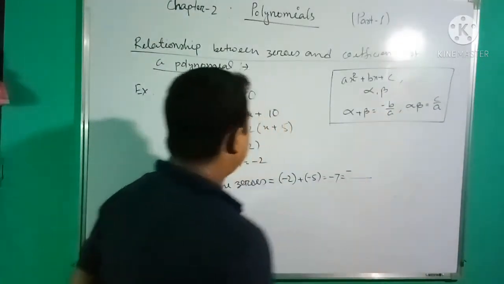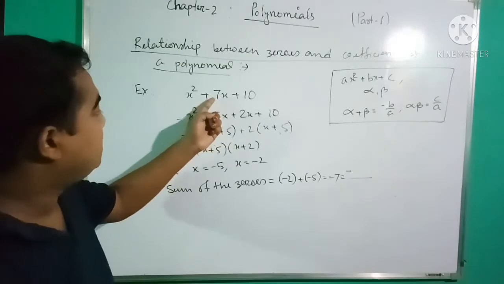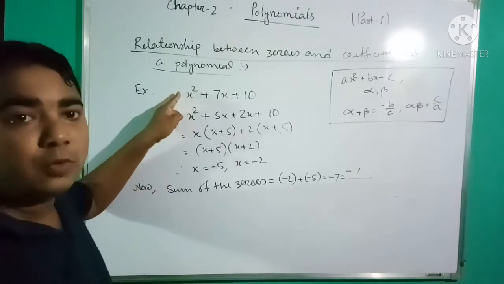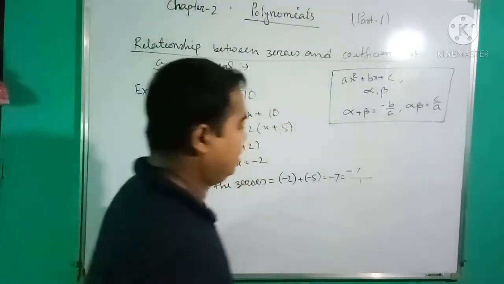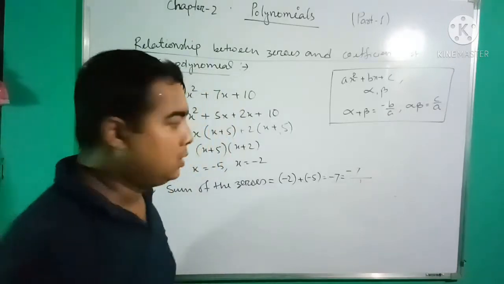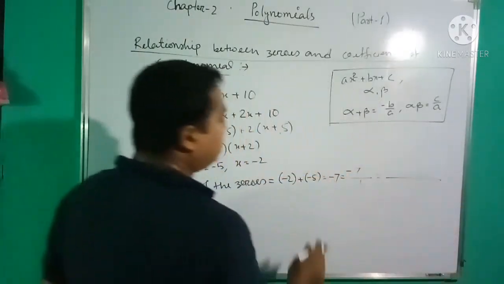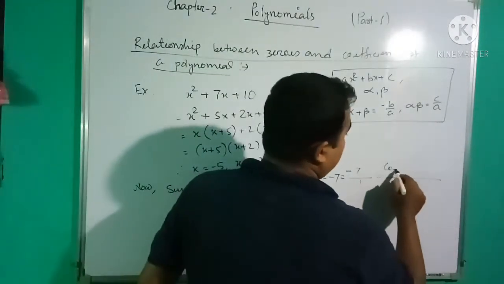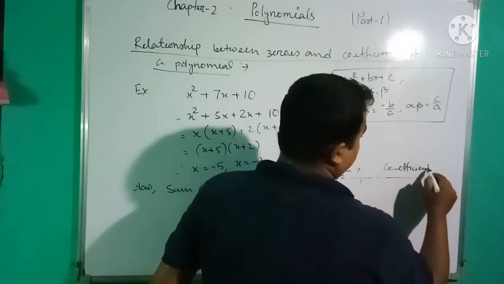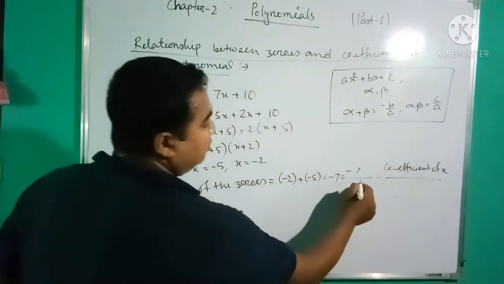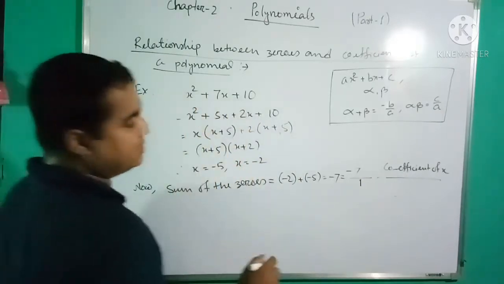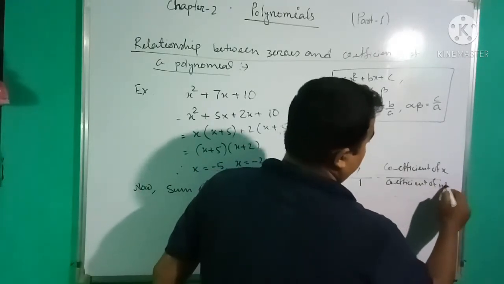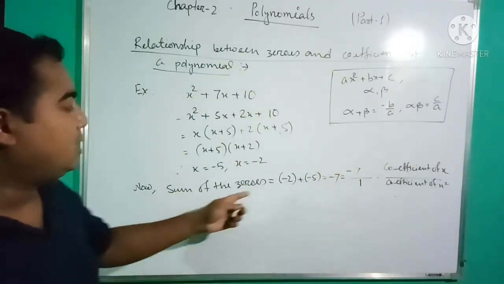So minus b value, observe the given polynomial. See, b value is 7. So 7, and a value, see, 1. The x square coefficient is called a. So value 1. Now minus 7 by 1, minus 7. Same or not? That means correct. So minus 7. See, 7 is the coefficient of x. So you will write here coefficient of x, and 1 meaning coefficient of x square.